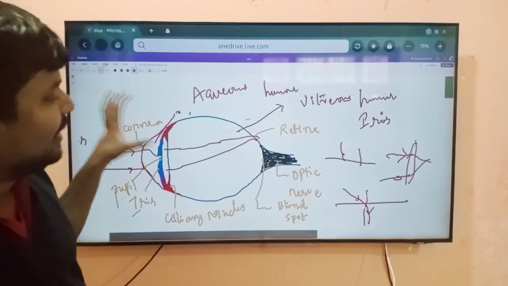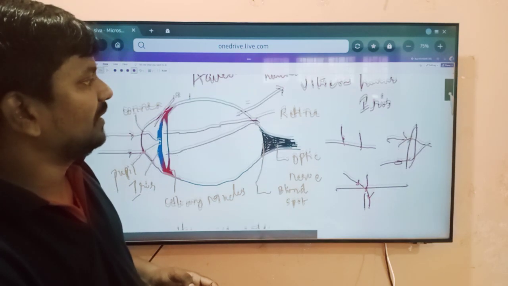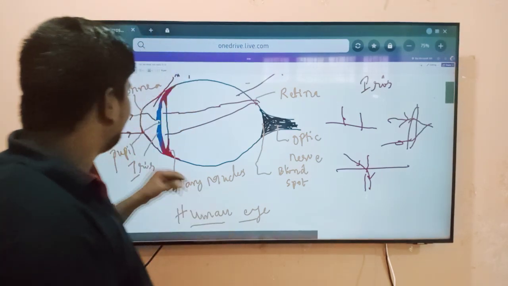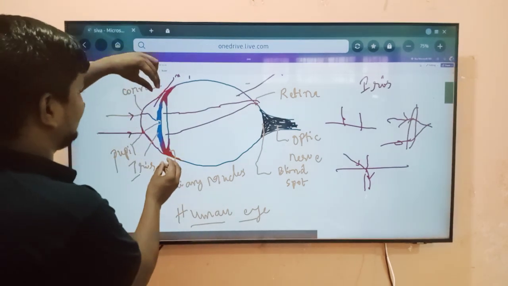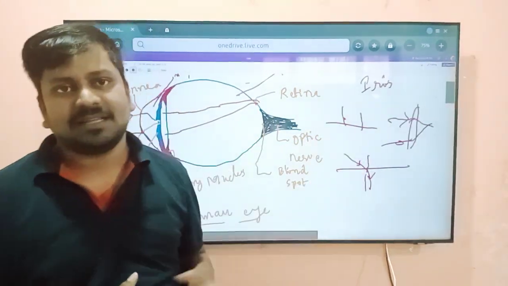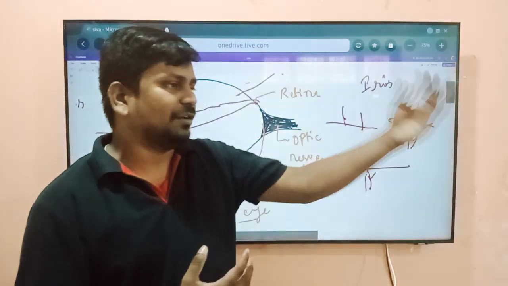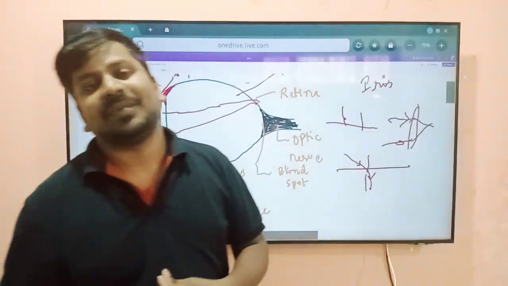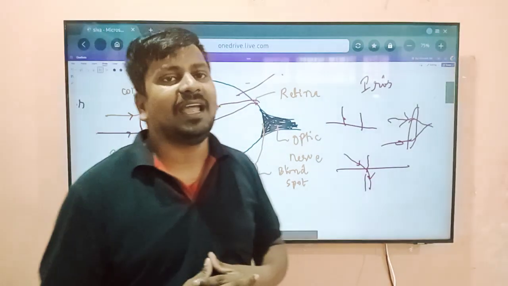So this is about the human eye. We covered all the parts. And at the retina there are two types of cells. Here you can see the ciliary muscles. What are ciliary muscles used for? They hold the lens. When you are seeing a distant object, they adjust the size of the eye lens to see it. When you are seeing a nearby object, they adjust it to see nearby objects. That is the purpose of the ciliary muscles. They adjust the curvature of the eye lens.